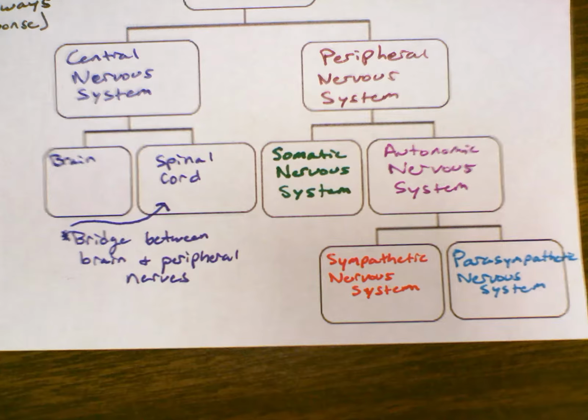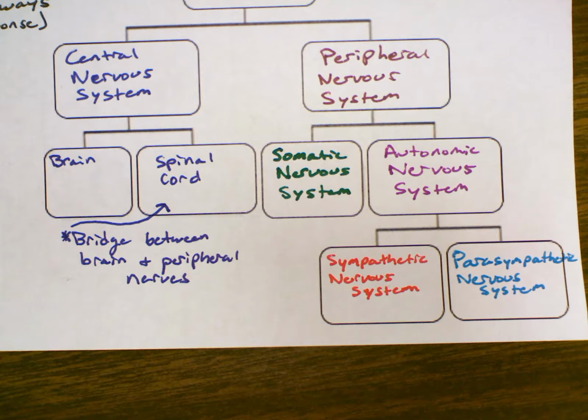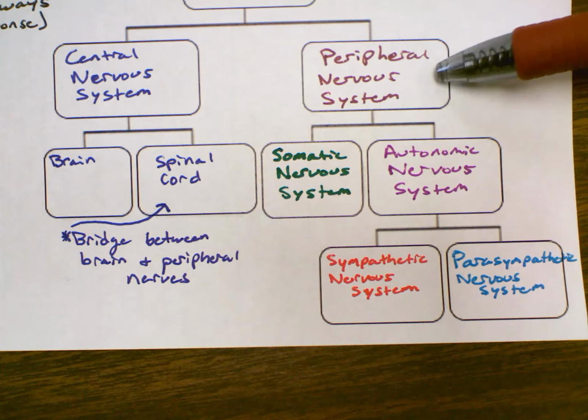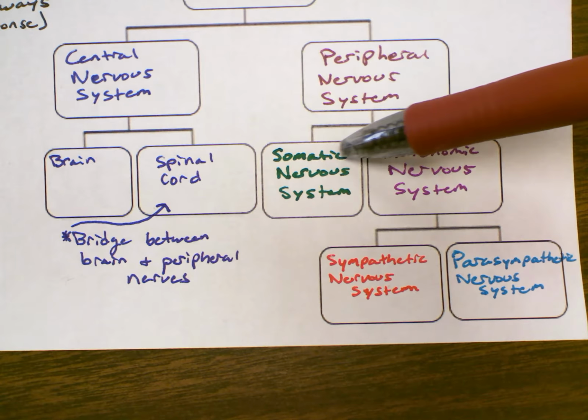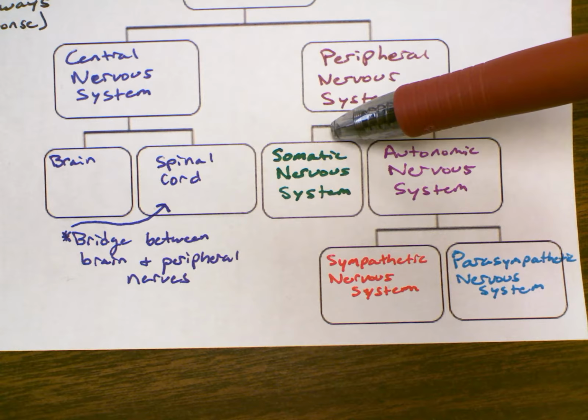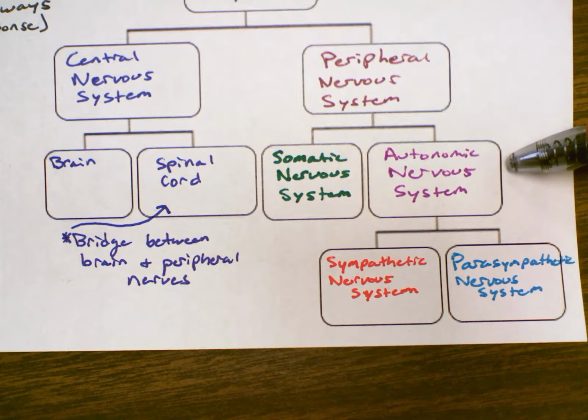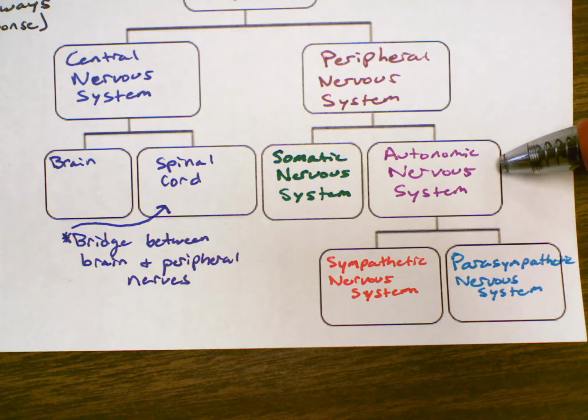So if we take a trip down the peripheral nervous system side, then the first classification would be your peripheral nervous system. If we are talking about structures that you're consciously controlling, then we're talking about your somatic nervous system. If we're talking about structures that are running in the background, outside of your conscious control, then we're talking about the autonomic nervous system.